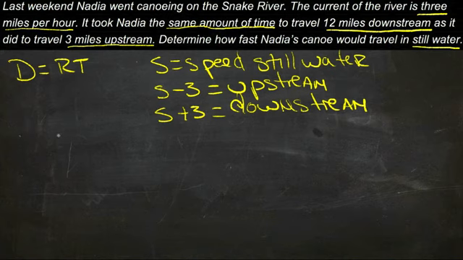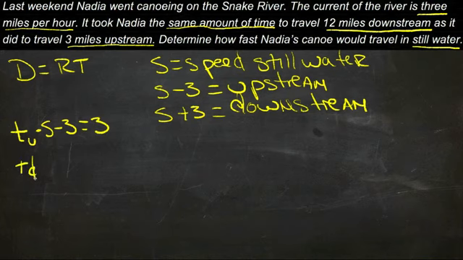We also know that the time for going upstream multiplied by the rate for going upstream, which was S minus 3, would equal the distance going upstream, which was 3 miles, right? And we know that the time going downstream times S plus 3, which is the downstream speed, would equal 12 miles, the distance she went downstream.